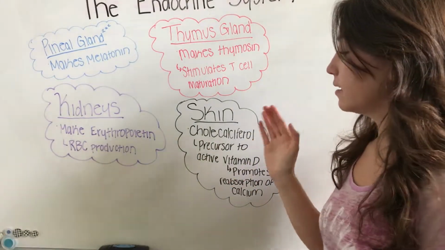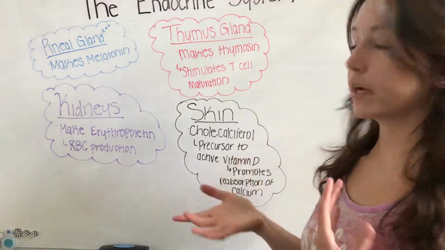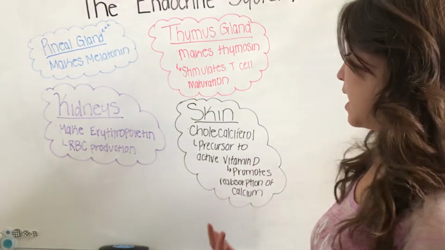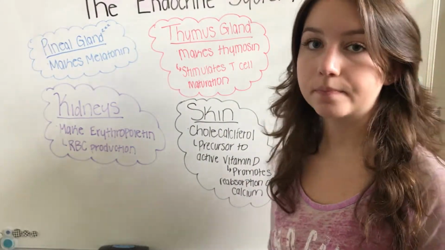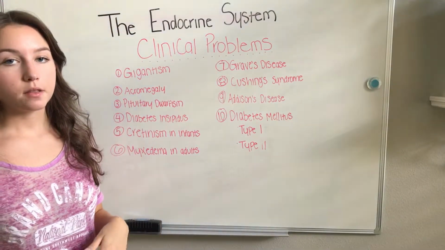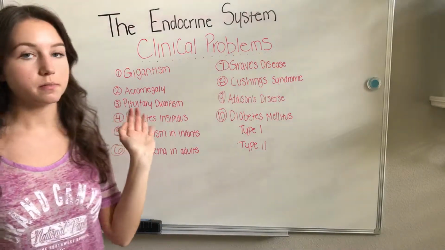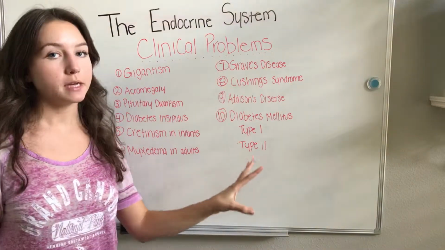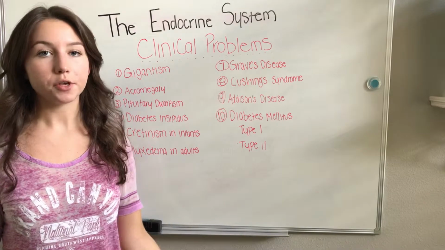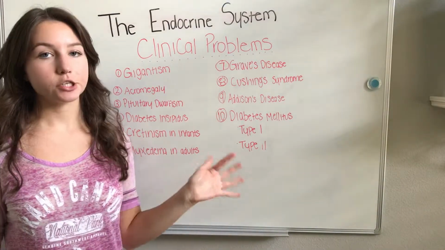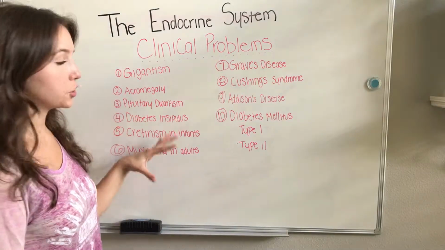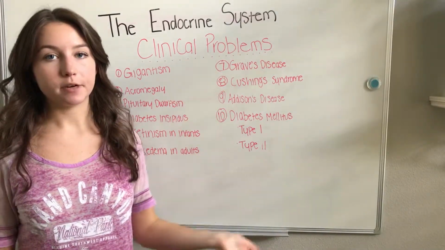And finally, the skin makes cholecalciferol, which is a precursor to active vitamin D, and vitamin D helps to promote the reabsorption of calcium. So now I'm going to spend a little bit of time talking about clinical problems. It's very important to know these because, as Mr. B will tell you on the test, there are several, I think 7, matching questions where you have to basically match the disease to its definition.